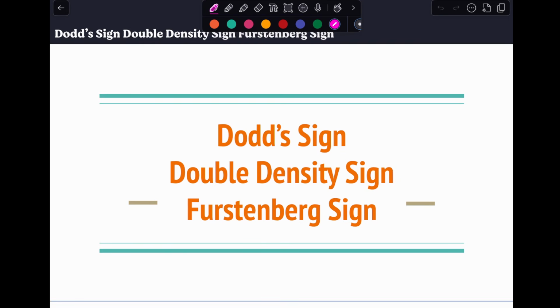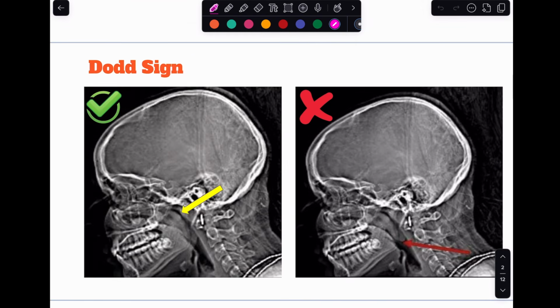Okay, so let's get started with our first sign, which is the Dodd sign. Now, what is Dodd sign? First of all, this is a radiological sign that we see on an X-ray of the nasopharynx on a lateral view. So here is our image. Let's look at the first image over here. This is an X-ray of the nasopharynx on a lateral view. Now, what is Dodd sign? Dodd sign is this crescent of air that we see between a nasopharyngeal mass and the posterior pharyngeal wall.